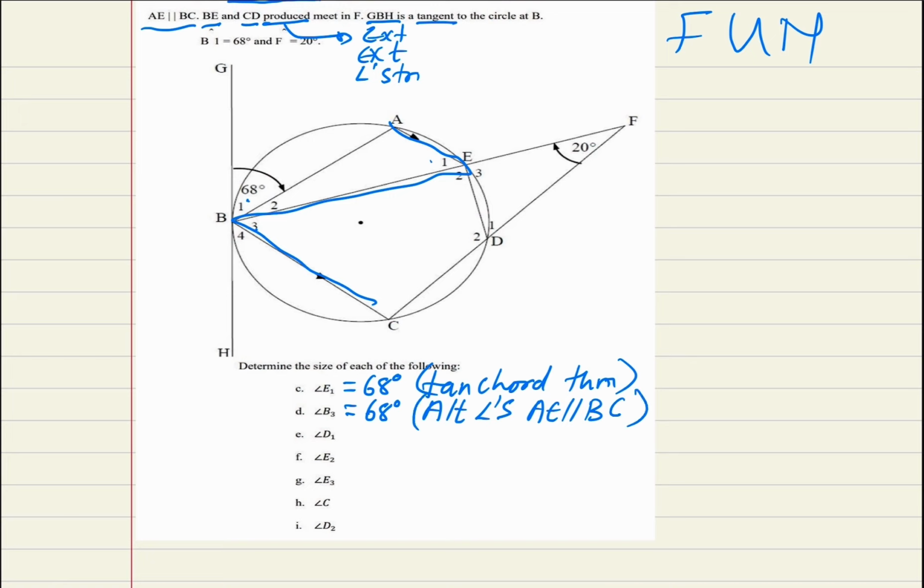Okay, and then D1. Where is D1? Here is D1. Remember, it was produced, right? So that means that one is equal to 68 degrees, and exterior angles of a what? Of a cyclic quad.